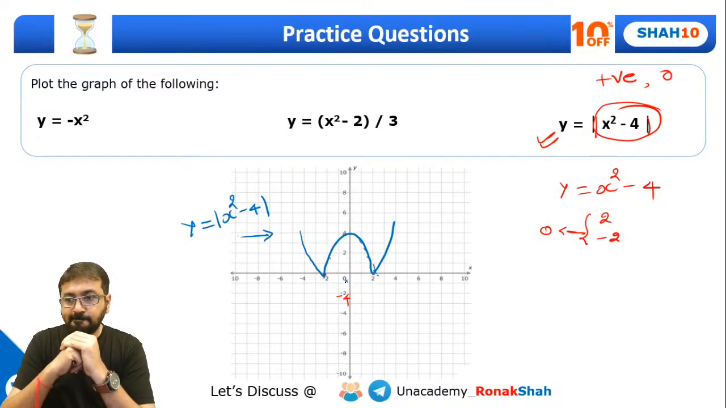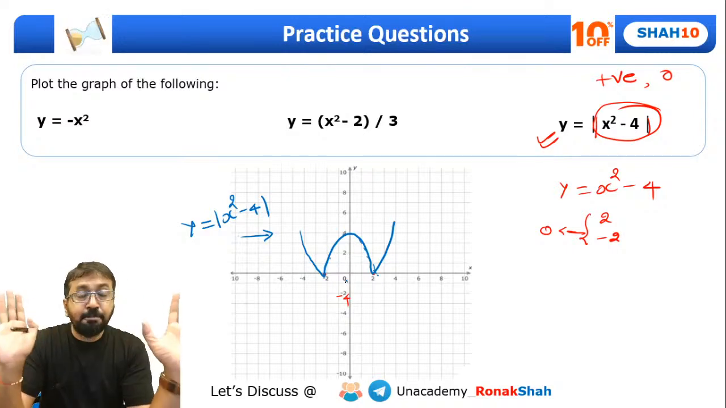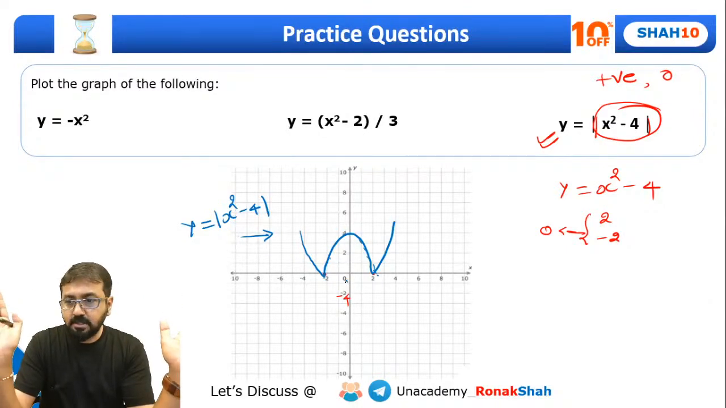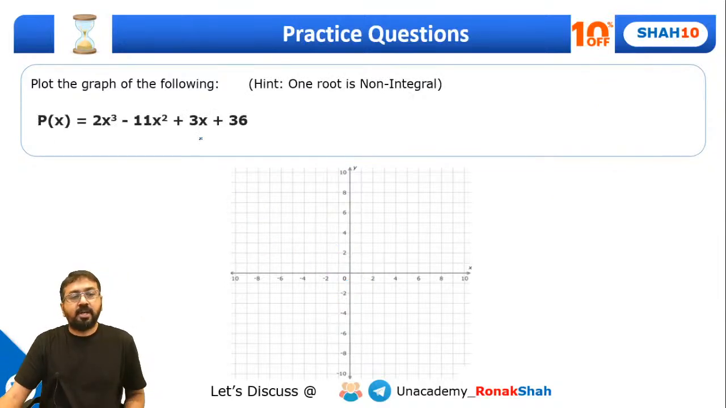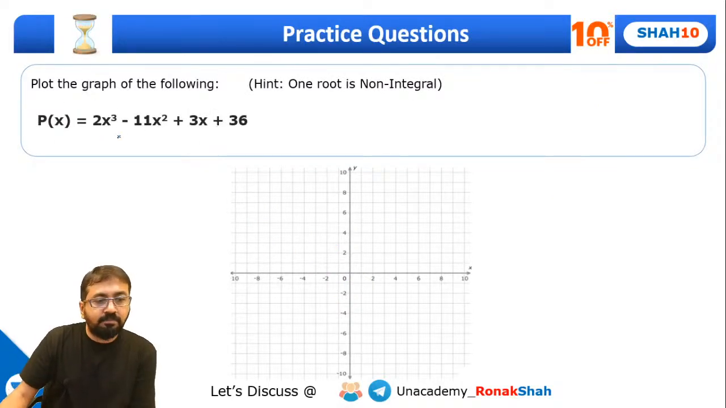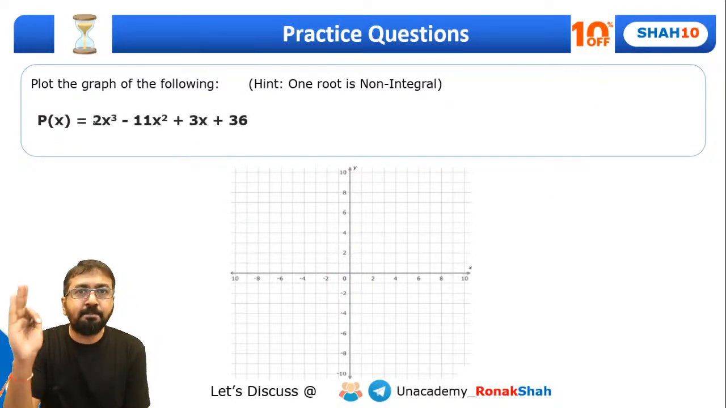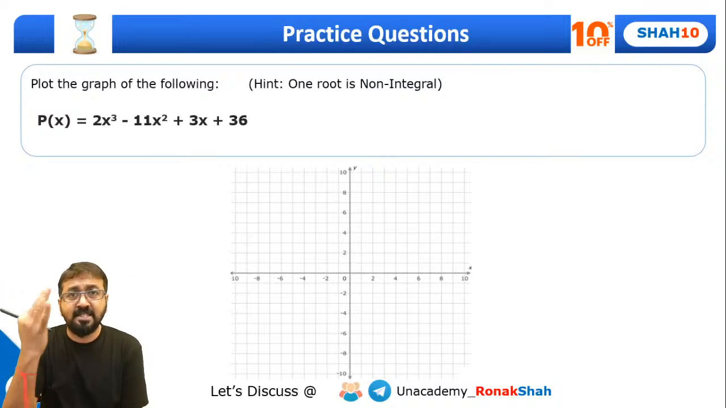अभी आप ऐसे ग्राफ प्लॉट कर सकते हो, बेसिक ग्राफ्स, राइट? ओके, चलो लेट्स मूव फॉरवर्ड. Let's take this one. This is called a cubic polynomial, because the maximum power of x is 3. If the maximum power of x is 2, we call it a quadratic polynomial, and this is a cubic polynomial.